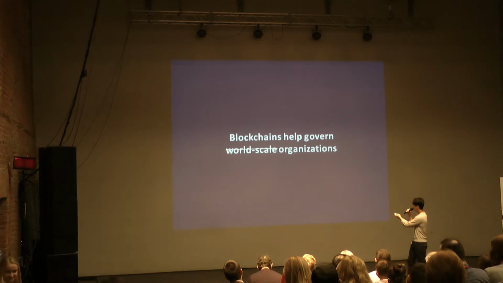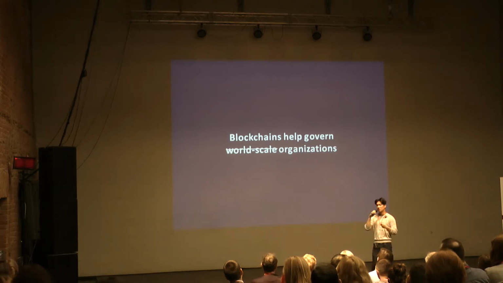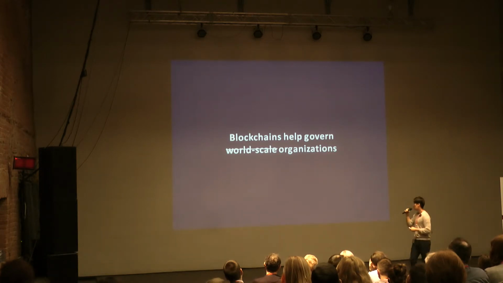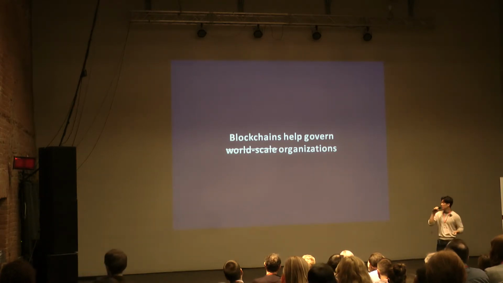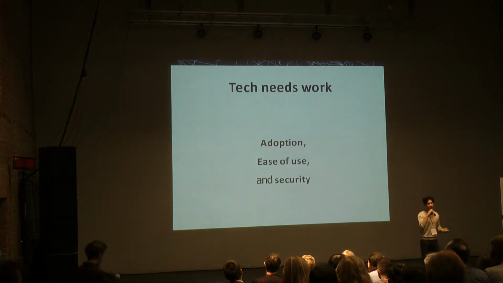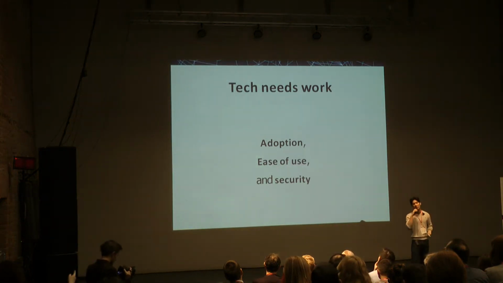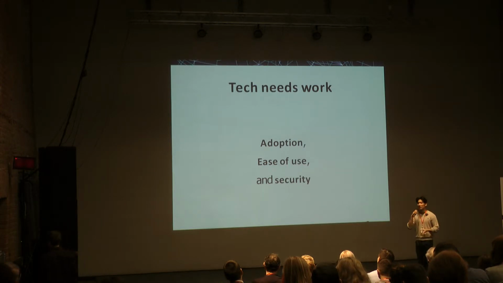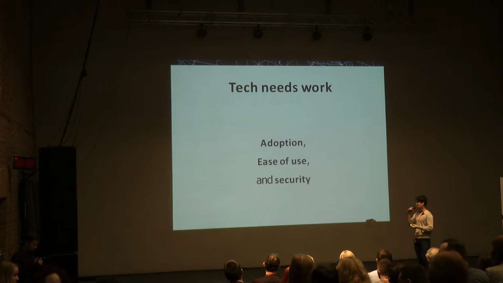And I've crossed out this world scale component because we're still a long way away from achieving any of these things. Blockchains right now don't really work that well. They don't scale very well. Ethereum, as a blockchain, is limited in the number of transactions it can process. It's limited to 5 or 10 or so transactions per second, which is pretty low.